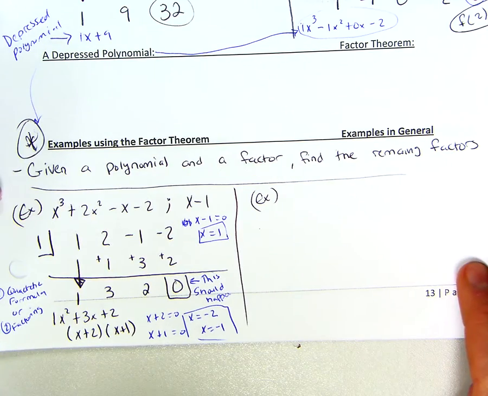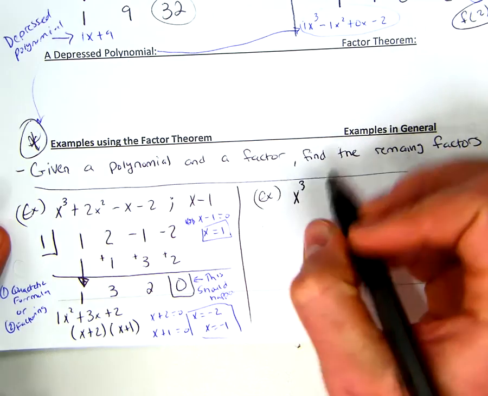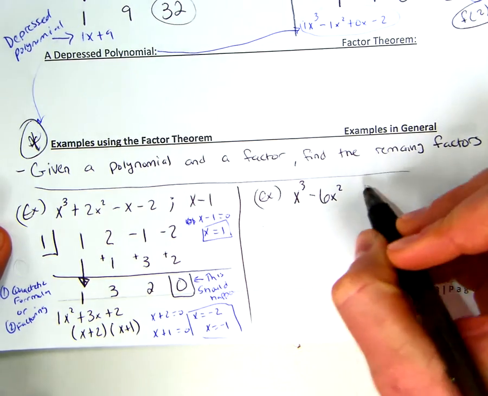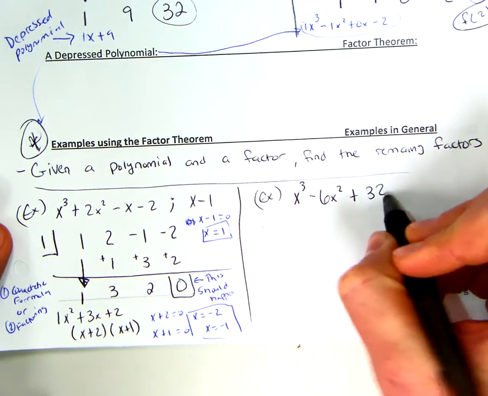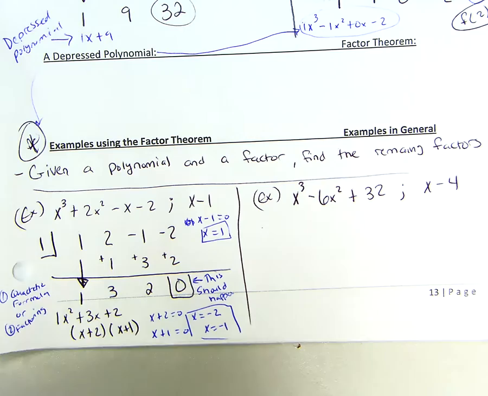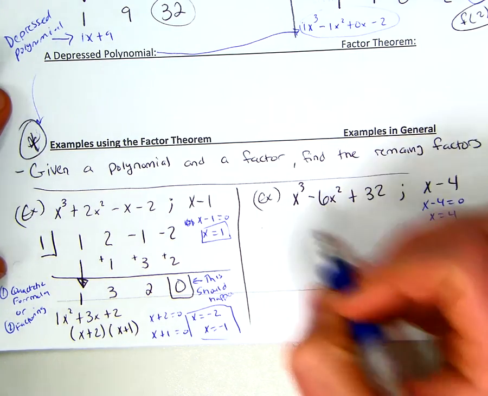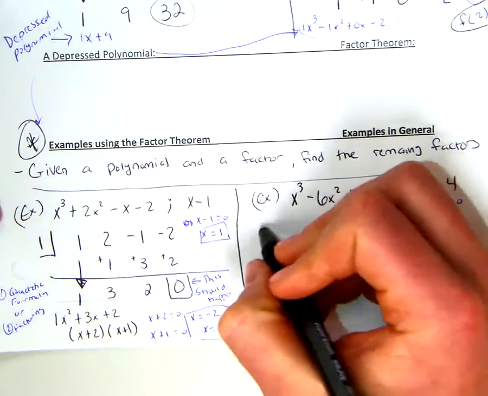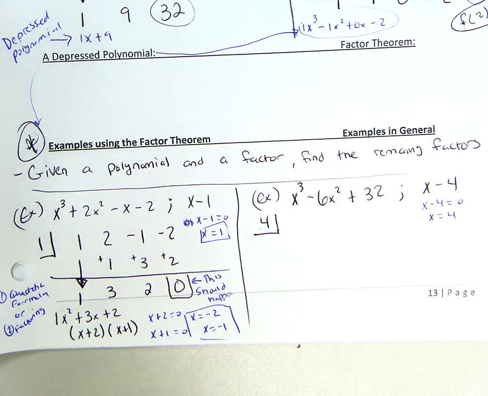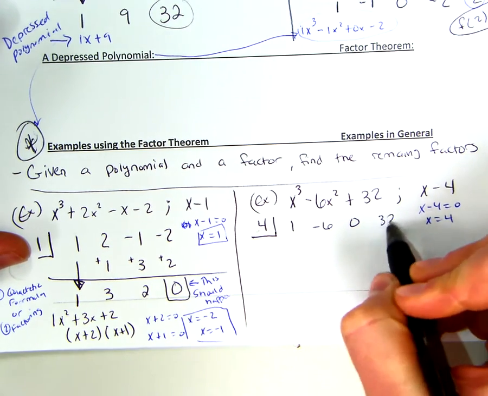Let's go to the next example. So this next example, we have x cubed here minus 6x squared plus 32. And they're telling you, hey, x minus 4 is already a solution. It's a factor that will yield a solution. So I can go x minus 4 equals 0 and get that x equals 4. That again is the number that's going to go in the backwards L. I have a 1, a negative 6, a 0, and a 32.